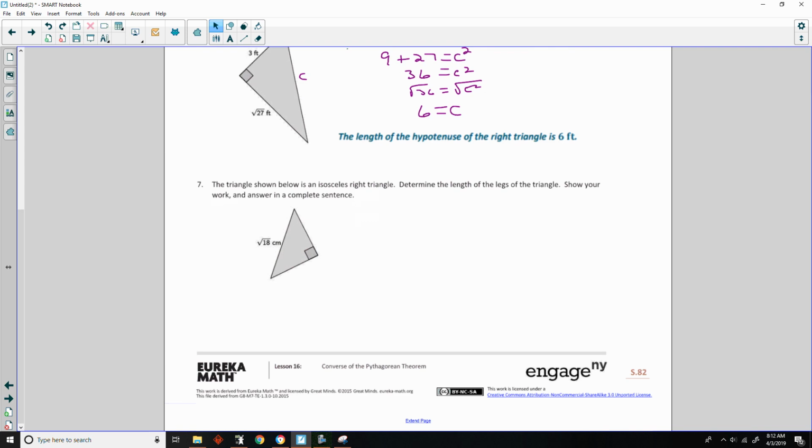Number 7. The triangle shown below is a right triangle, an isosceles right triangle. Isosceles right, that means that this side is congruent to that one. Okay, keyword, isosceles. Determine the length of the legs of the triangle, show your work, and answer with complete sentences. So I want to find A and I want to find B, but in an isosceles triangle, I know A equals B, don't I? So I'm going to write the formula A squared plus B squared equals C squared.